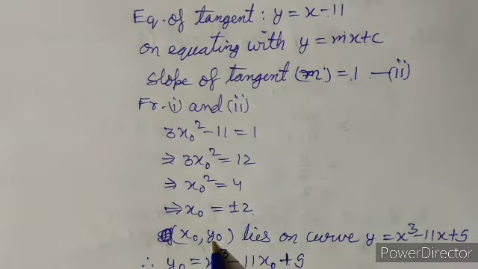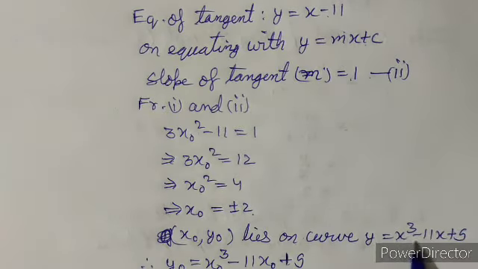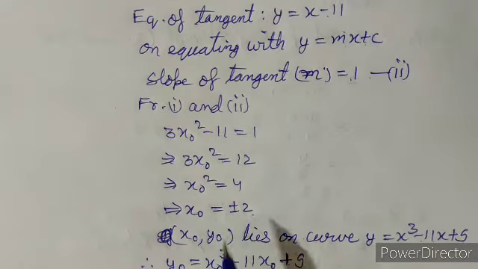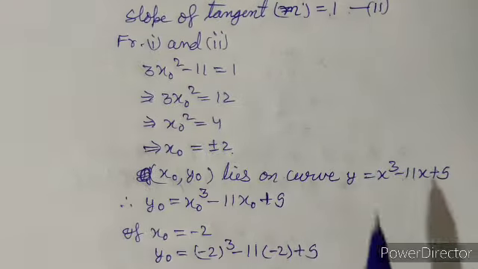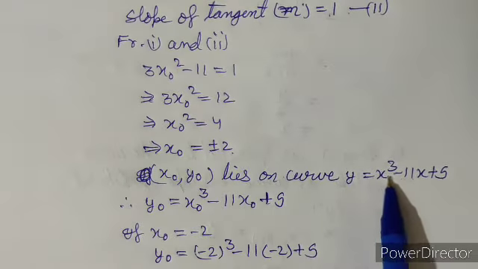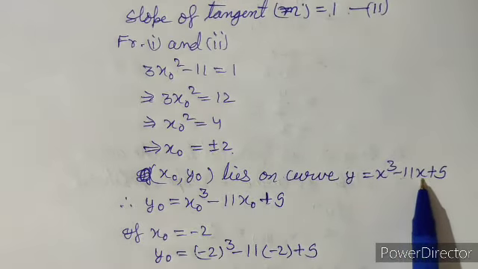Again, (x0, y0) lies on the curve y = x³ - 11x + 5. So this (x0, y0) will satisfy the equation, and we can write y0 is equal to x0³ - 11 into x0 + 5.